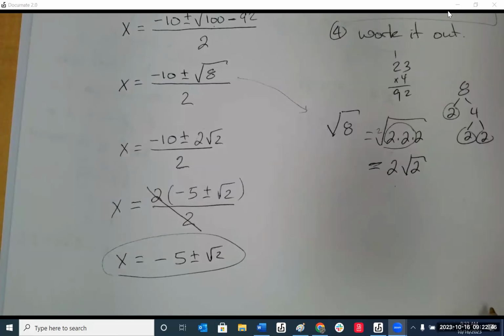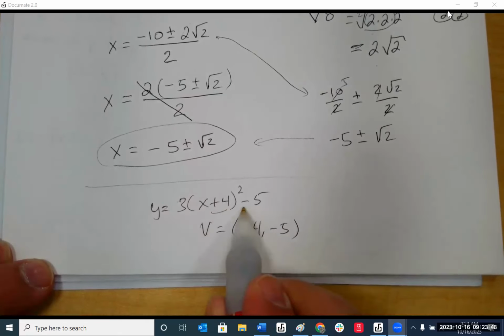So we learned how to find the vertex. If it's in vertex form, if I give you this, what's the vertex? Negative 4, negative 5. Very good. It's the opposite of this and that.